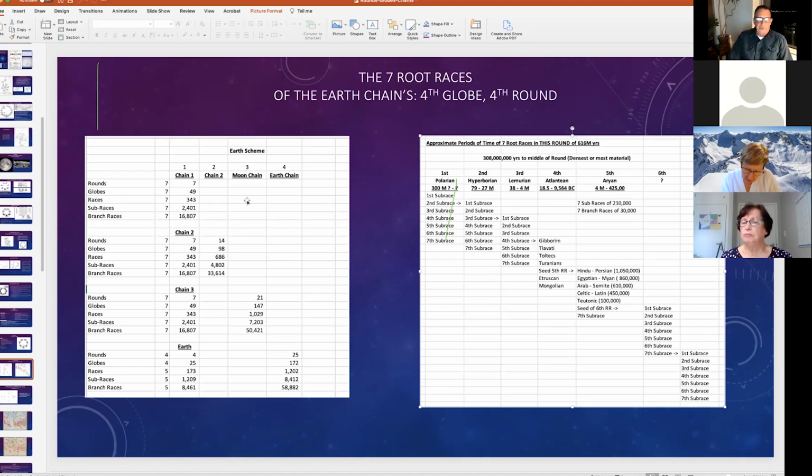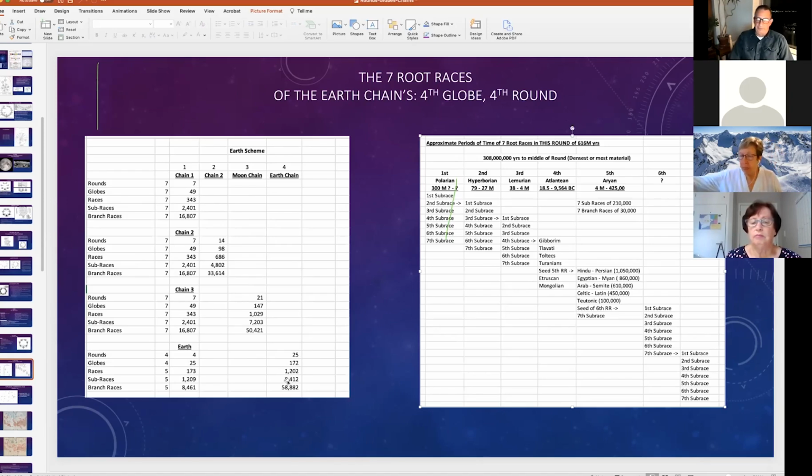So this was just a little math that I was fiddling around with, to figure out how many rounds, globes, races we've had in each chain. So by the time of the Earth chain, there's been 25, we're in the 25th round, we're in the 172nd globe, we're in the 1202nd race, because there's one on each chain and rounds of globes and all that.